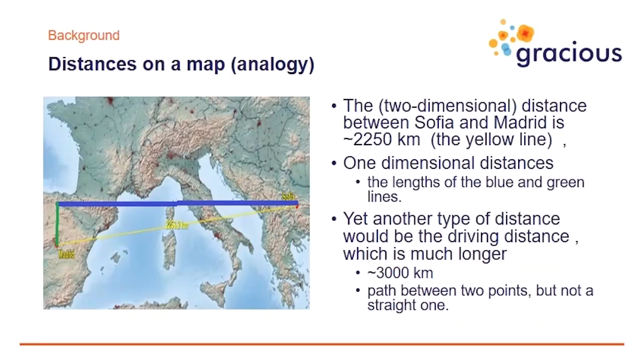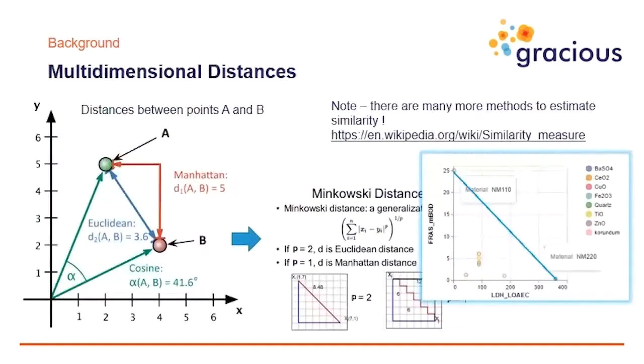You could imagine these are not the only possible ways to calculate distance between Sofia and Madrid. For example, the driving distance will be much longer, about 3,000 kilometers. In general, a distance between two points is the length of the path between the two points, and the path doesn't need to be a straight one. Now let's go back to the distances between numerical properties.